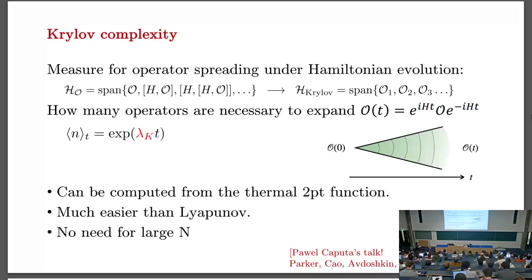That would work at finite N. It's much, much simpler to compute than the Lyapunov exponent, so people tend to go there. It's a bit of a debated signature, and I will add to this debate towards the end. But it's a much easier signature to compute. You can compute it from the two-point function, and so people like it a lot in the quantum literature.